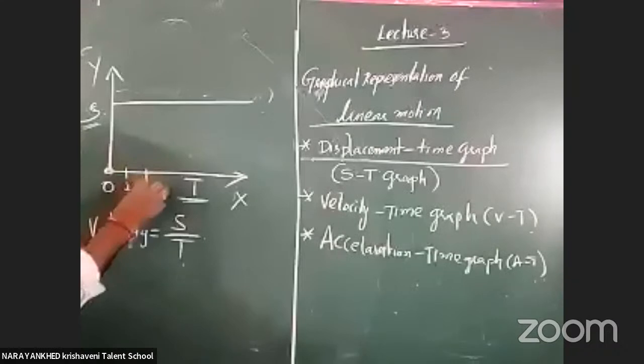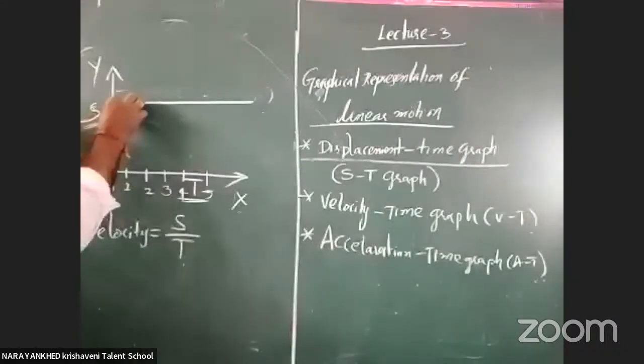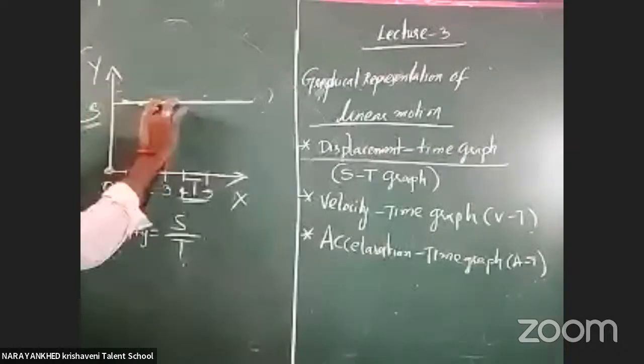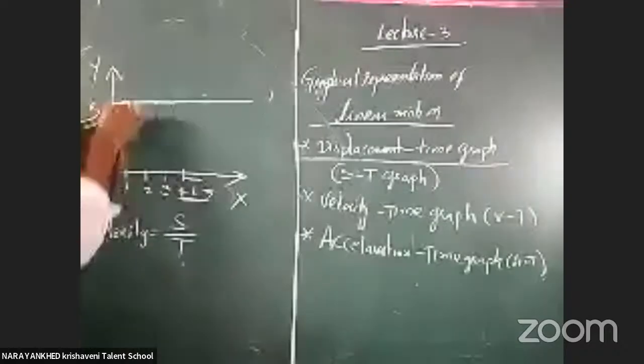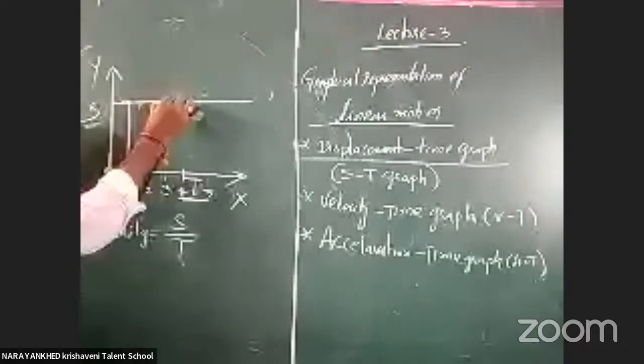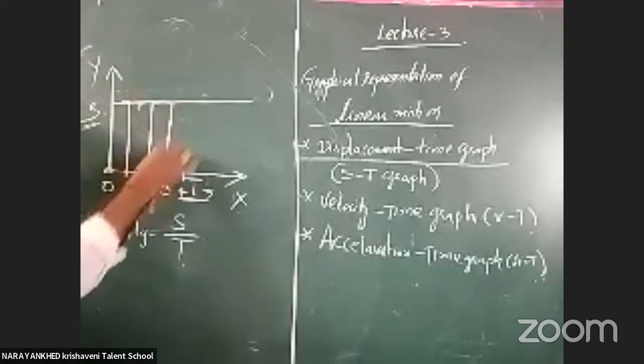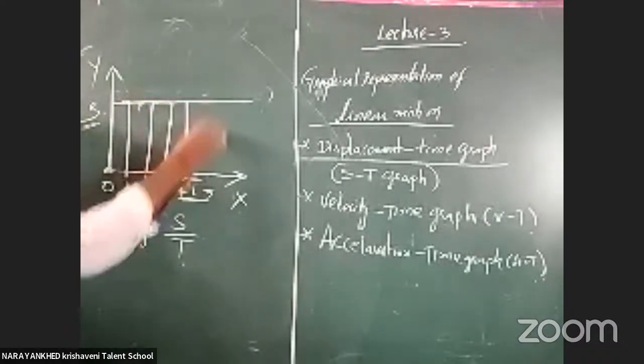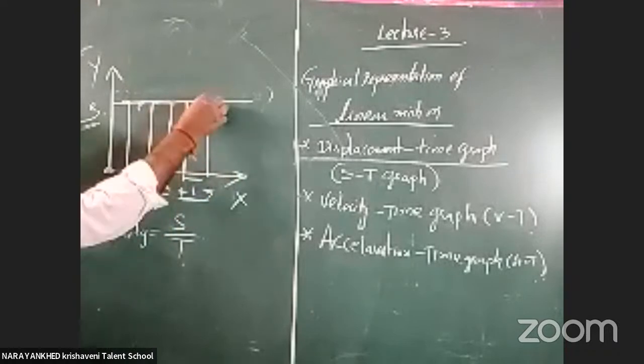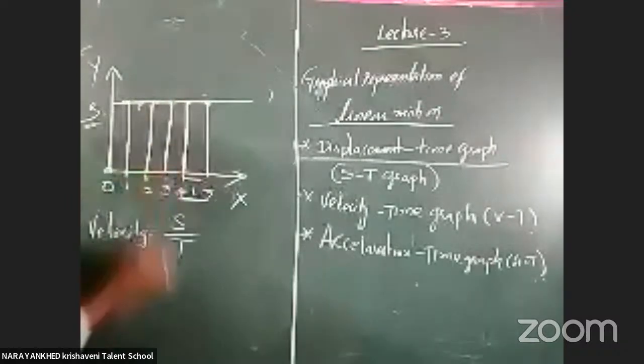Fourth second. It is the fifth second. Now I have taken the graph like this. The body moves to any position here. I have taken one more point here, and one more point here, one more point here. Okay, what changes and what does not change in this graph? According to this graph, the time changes.